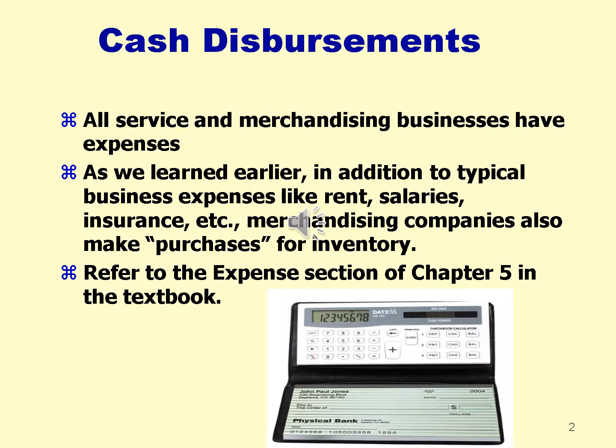In Chapter 5, we talked about sales and invoices to record the revenues of the business. In Week 6, we will be studying the expenses of the business. There are typical business expenses like rent, salaries, insurance, office supplies, and other standard expenses. But for merchandising companies, purchases are also an important and significant expense for the company. Merchandising companies must buy products to sell. You can refer back to the expense section of Chapter 5 in your textbook for a review of purchases.